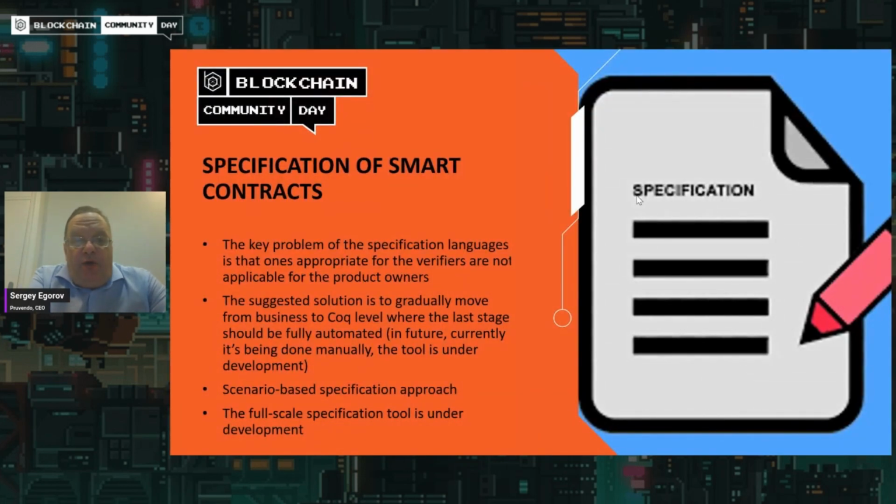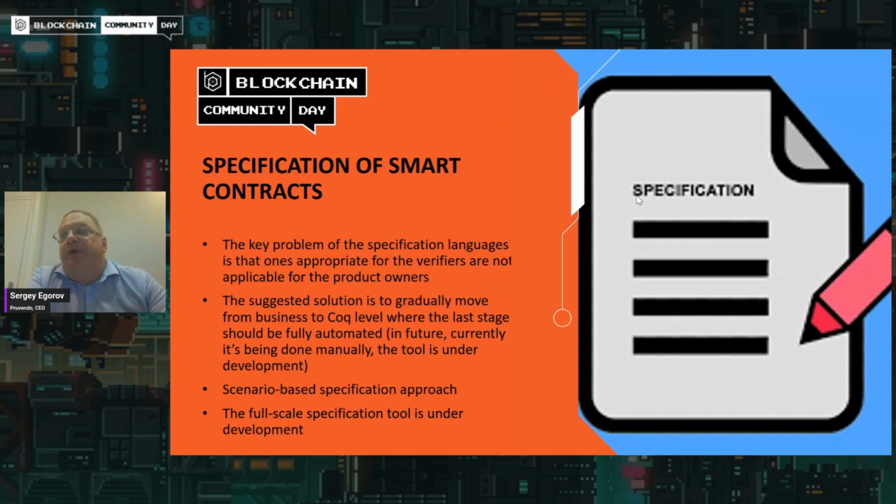On the other side, we are moving the specification from the business level, understandable by anybody, to the core level. As I already said, by a few different steps. So the first step is to provide a specification in human language, and the second stage is to provide a number of scenarios. So scenario is a special type. Basically, a scenario is a logically complete user action.